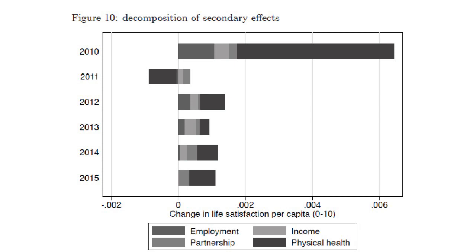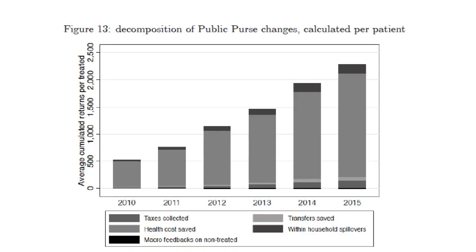And one of the largest effects is on physical health. There's a bit of effect that comes from employment, partnership, and income. You cannot quite well see these colors, so I don't want to talk about them too much. If we then look at where the benefits to the public purse come from, there's a bit of benefits from additional taxes collected over time.